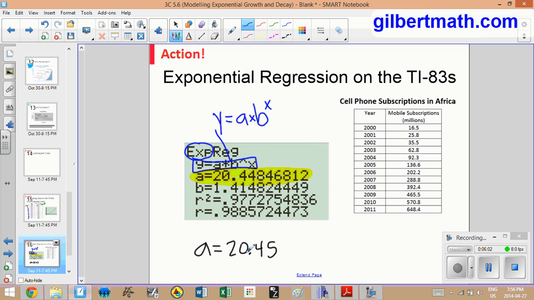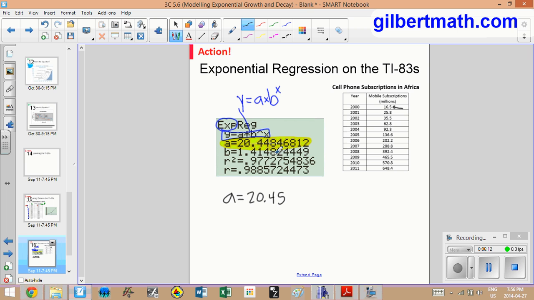had about 20.45 million. Now you can see that's a little bit different. When I say a little, it's 4 million. It's a fairly large difference from the original value. But again, that's because this function is doing the best job it can at approximating the relationship.